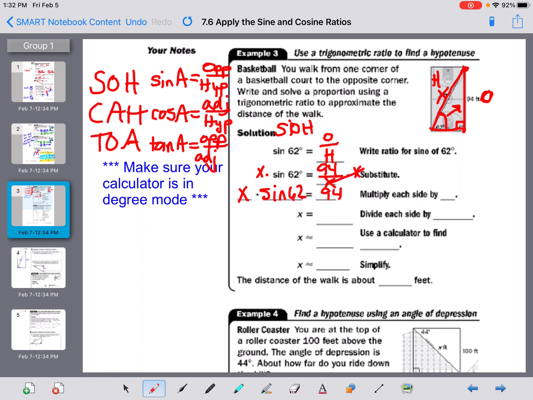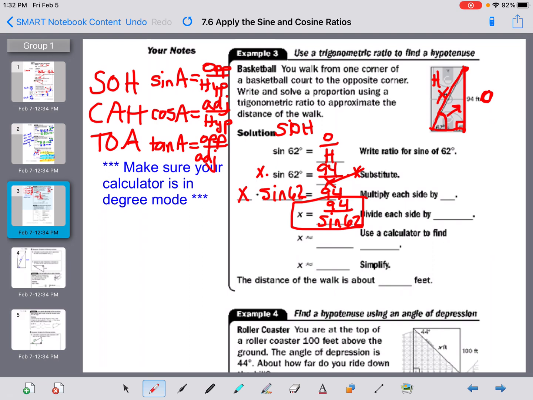Okay. Remember, I want x by itself, so now I have x times sine of 62 equals 94. How do I get rid of the sine of 62? I divide by it, and I divide by the whole chunk, okay? Don't worry about anything yet. So I get 94 divided by the sine of 62. All right, is x by itself? It is. Remember from the other day, I would call this my standardized test answer. That's how I would leave it on my standardized test.